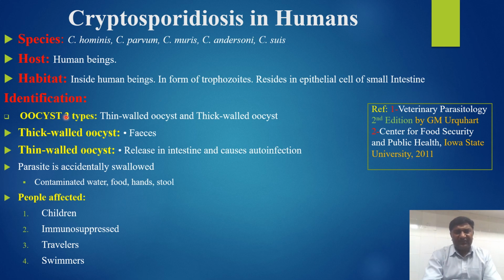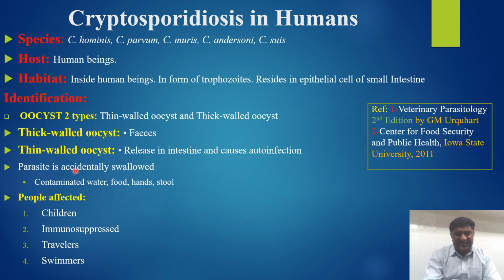Identification: the oocyst has two main types, the thin-walled oocyst and the thick-walled oocyst. The thin-walled oocyst is released in the intestine and causes the infection, while the thick-walled oocyst is excreted in the feces.